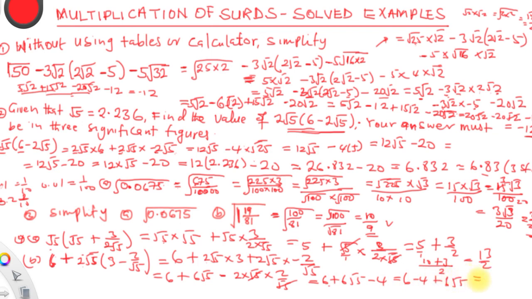So what is the answer? 6 minus 4, we get 2, plus 6 root 5. This is the final answer. It can be written as 6 root 5 plus 2.